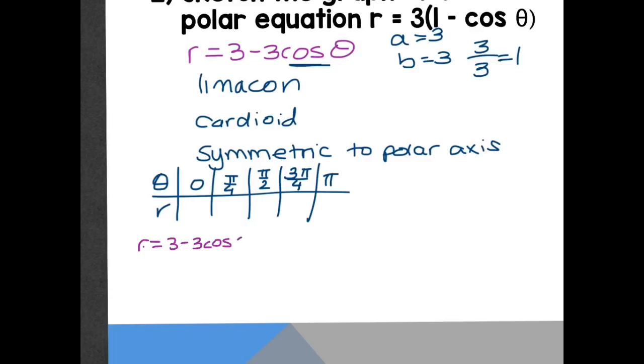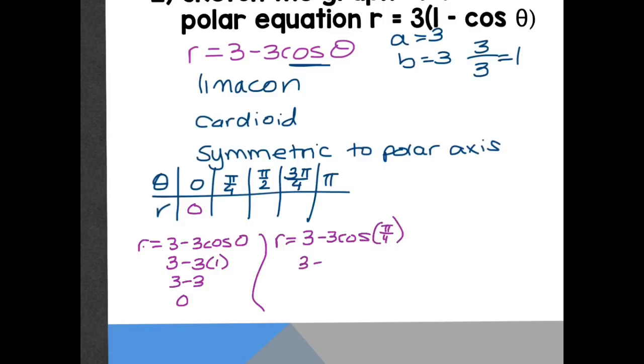So theta, if we do the first one, would be 0. 3 minus 3 cosine at 0 is 1, and 3 minus 3 is 0. The next one, r equals 3 minus 3 cosine of pi over 4. Cosine of pi over 4 is root 2 over 2, so 3 minus 3 root 2 over 2.